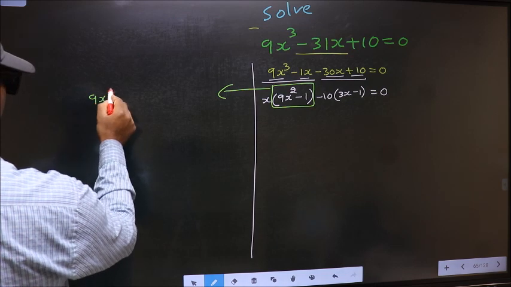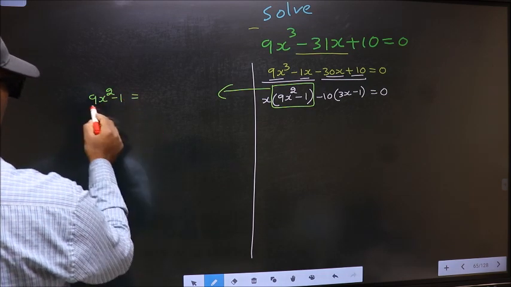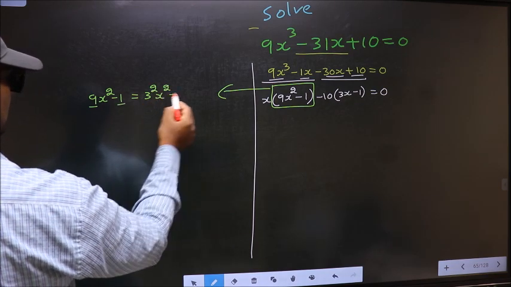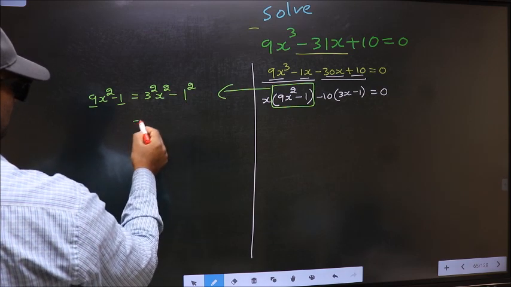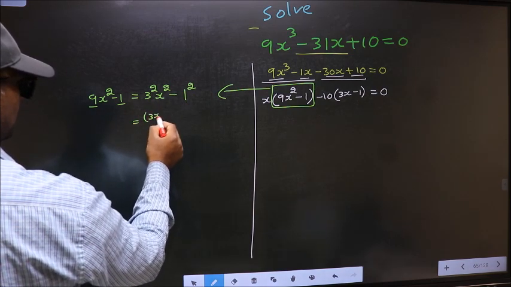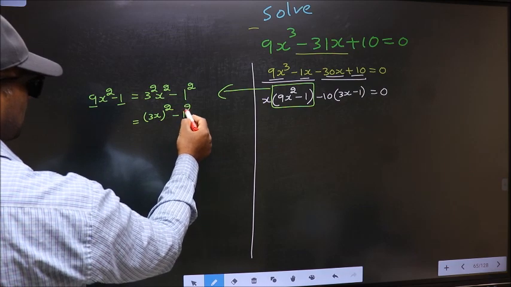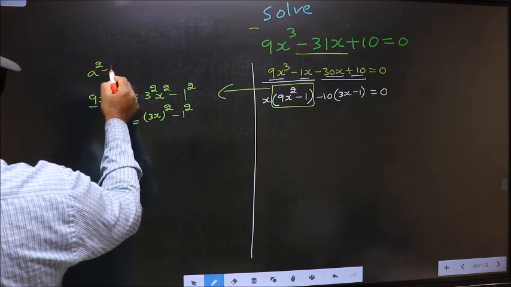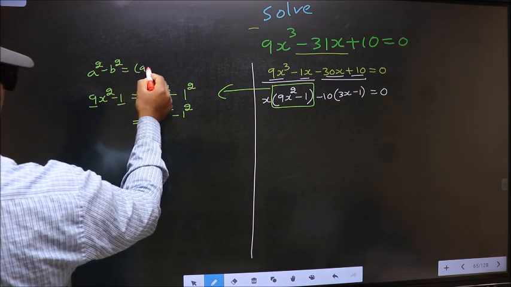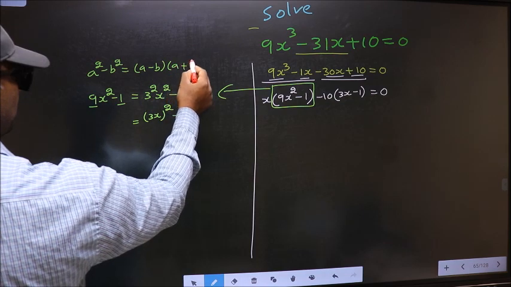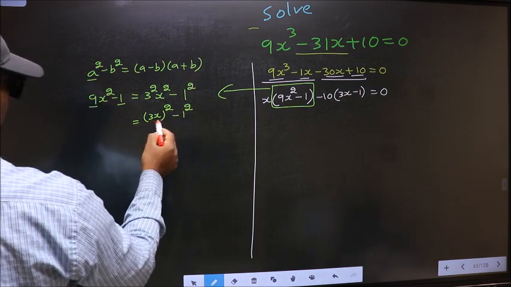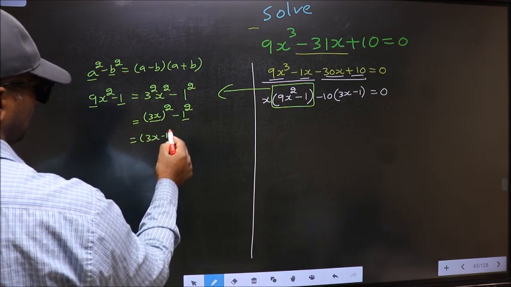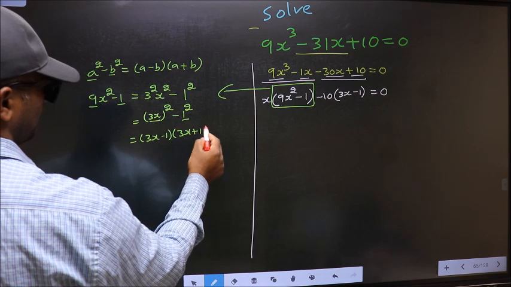That is 9x² - 1 equal to, now 9 is 3² x² - 1 can be written as 1². So 3² x² is (3x)² - 1². Now on this we should apply the formula a² - b² = (a - b)(a + b). So in place of a we have 3x, in place of b 1. So we get (3x - 1)(3x + 1).